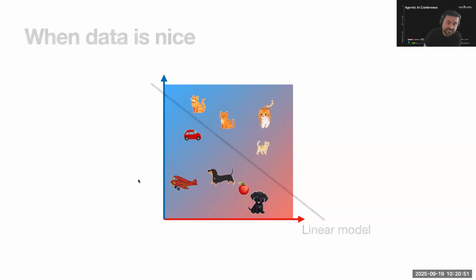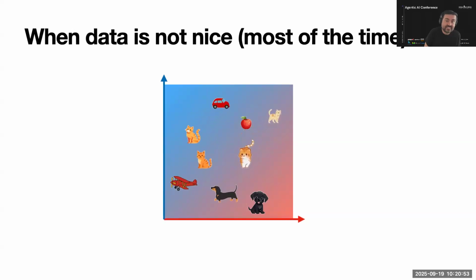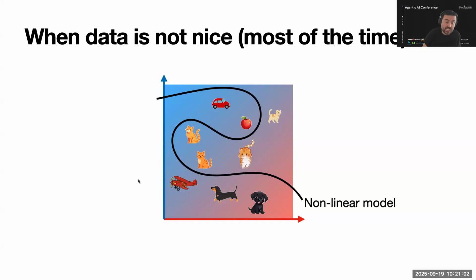However, life is not that nice. Data sets are not that nice. If I want to separate the cats and the not cats, I need a really twisted line, which is a non-linear model. That's what neural networks are going to help us with.